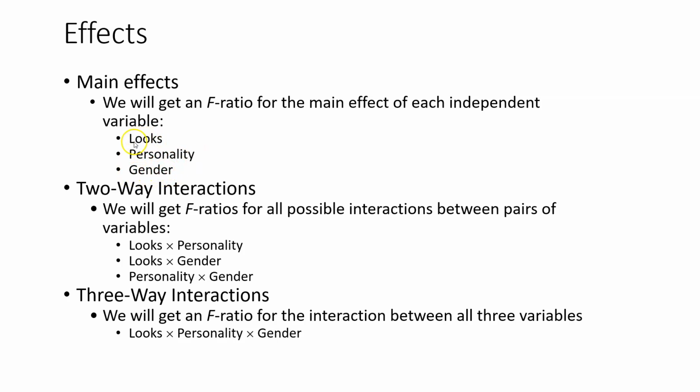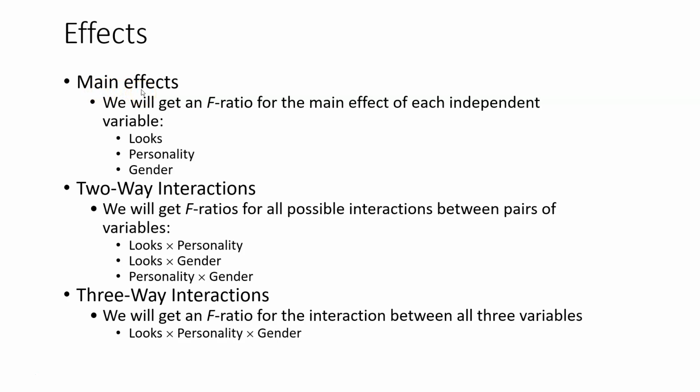So in other words, asking, are people who are highly attractive, moderately attractive, or ugly, are they different in their ratings? If we look at personality, are people who are very charismatic, moderately charismatic, or complete dullards, are they different in the ratings they get? And do males and females give different overall average ratings to the people that they're speed dating with? That's the question that we'll be asking with those 3 F ratios that are computed to test the main effects.